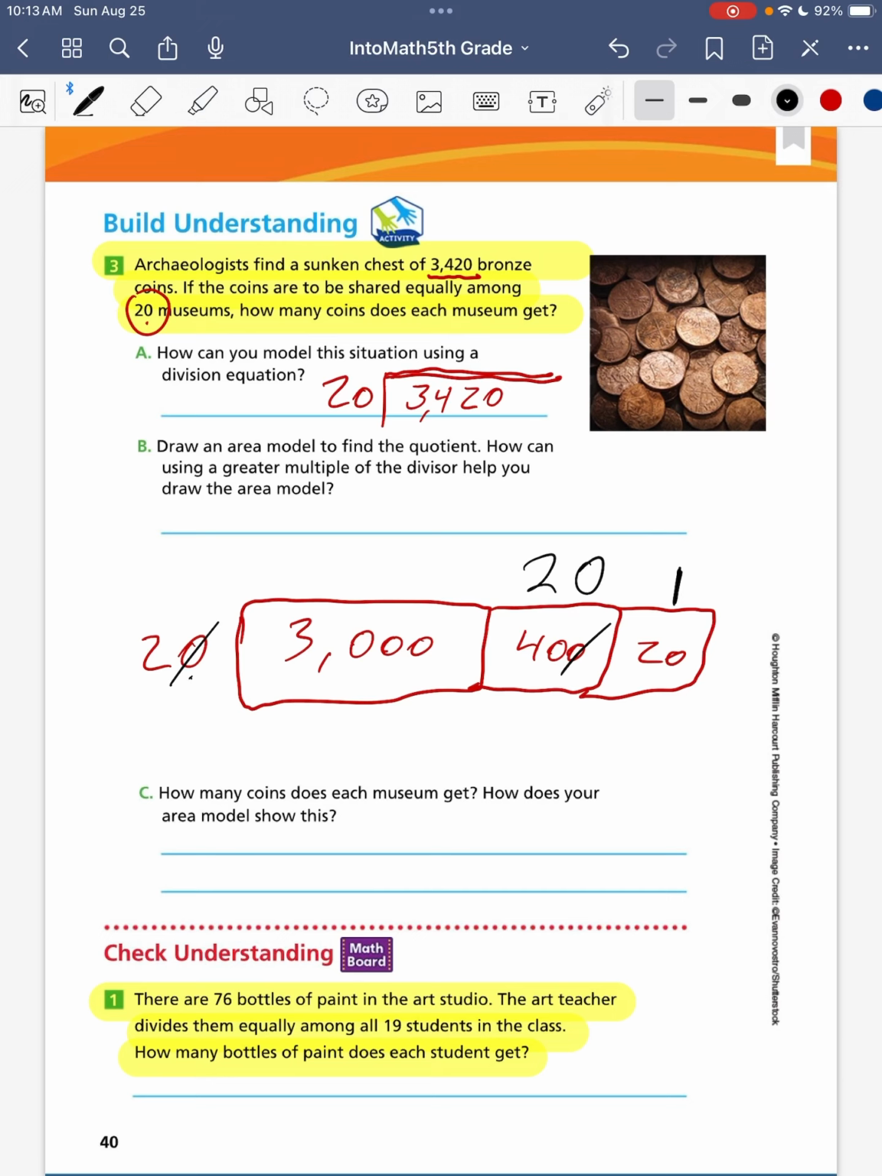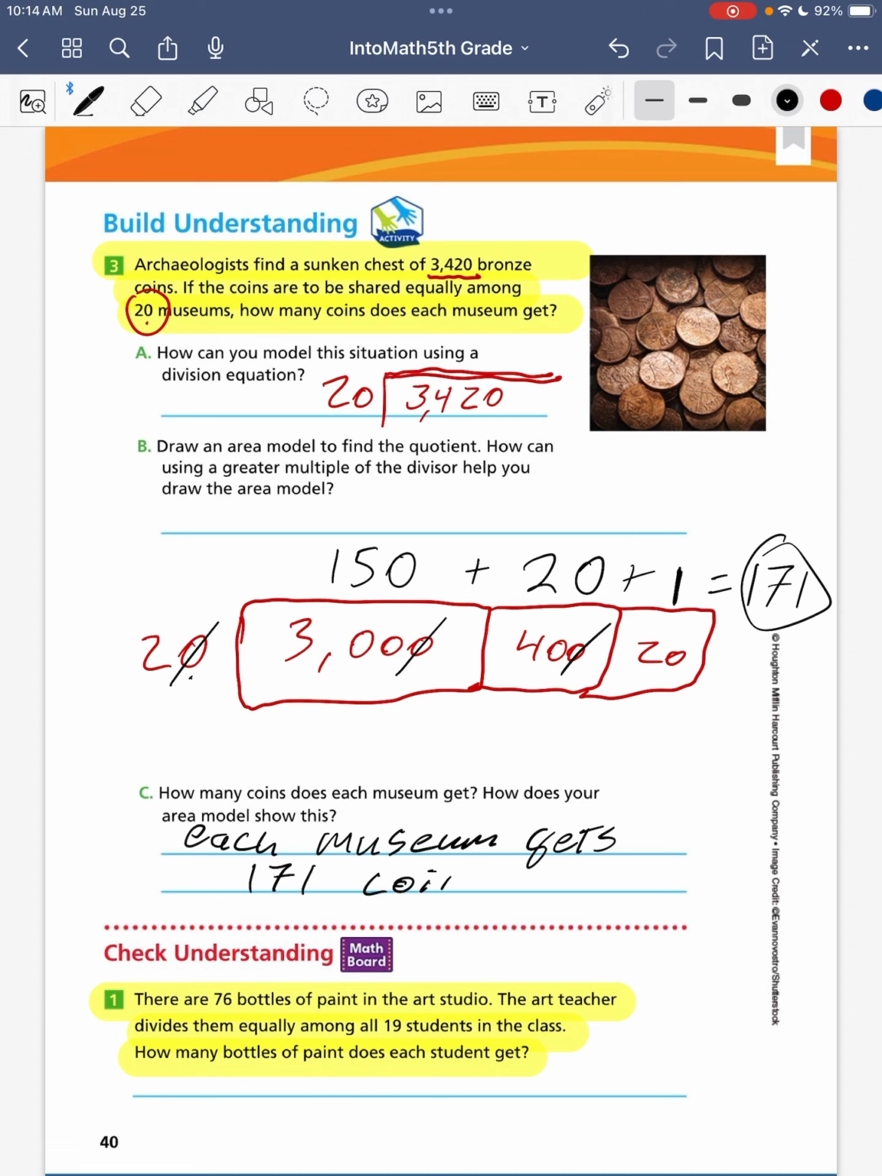That is 20 times. Now, in my 3,000, if I remove my last zero, it's 300 divided by 2, or what is half of 300, which is 150. If I add these all up, I get a total of 171. Each museum gets 171 coins. This was relatively easy, knowing that all of these numbers were divisible by 20 evenly.